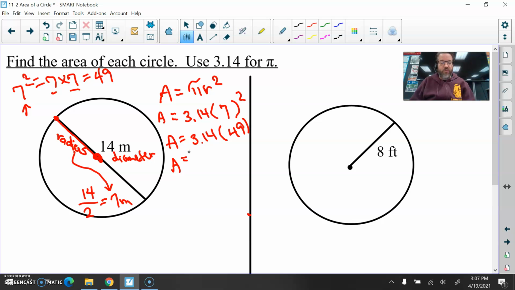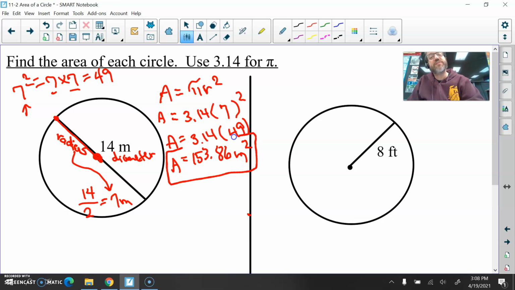Let's enter 3.14 times 49 equals, and it says 153.86. So I'm going to write that down, 153.86. And then for my label, I'm working with meters here, but since it's area, it's got to be square units. So my area is 153.86 square meters. So just remember, area is always square units.